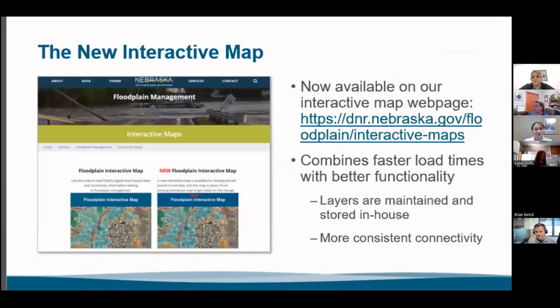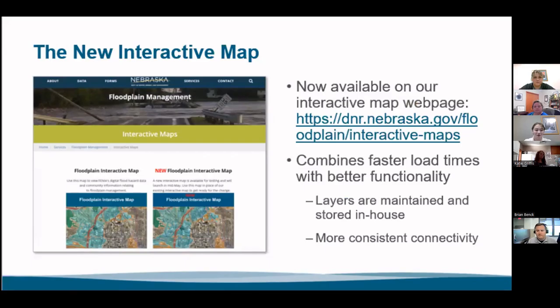You can also find more information on our interactive map. We have a new interactive map actually that is available. It should be a lot faster, more reliable. Our layers are maintained and stored in-house. There's more consistency with connectivity. It's just overall a lot better and a cleaner look.